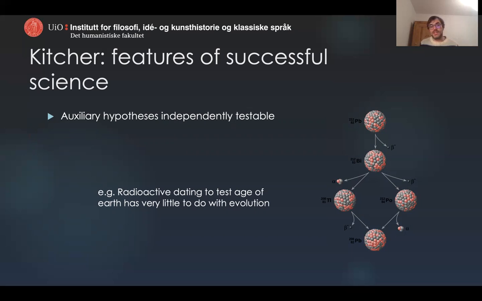It's independently testable. So for example, it is an assumption in the theory of evolution that the planet has a certain age. But that is an assumption that can be tested completely independently of the theory of evolution, for example, using physics and radioactive dating of materials. So that's a good auxiliary assumption. If you have an auxiliary assumption whose only pointed purpose is to protect the theory, that's a bad auxiliary assumption.